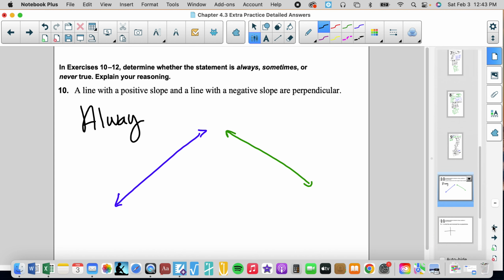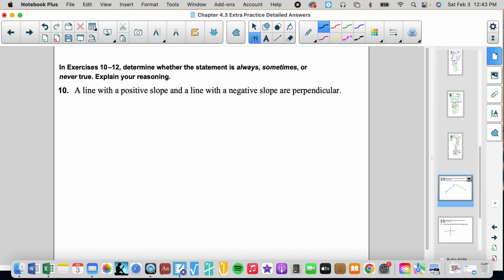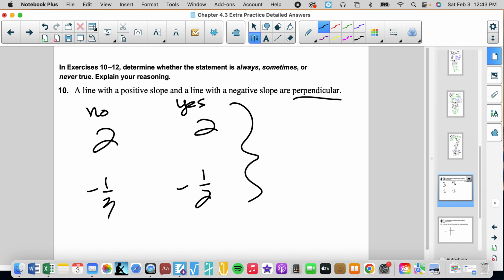Is it perpendicular or intersect? Perpendicular. Sorry. Now I understand. I was thinking intersecting, but it's perpendicular. No, they're not always. So you can have positive 2 and negative 1/3, and they're not perpendicular. So it's only sometimes, when you have 2 and negative 1/2. Of course, it's sometimes. My bad.